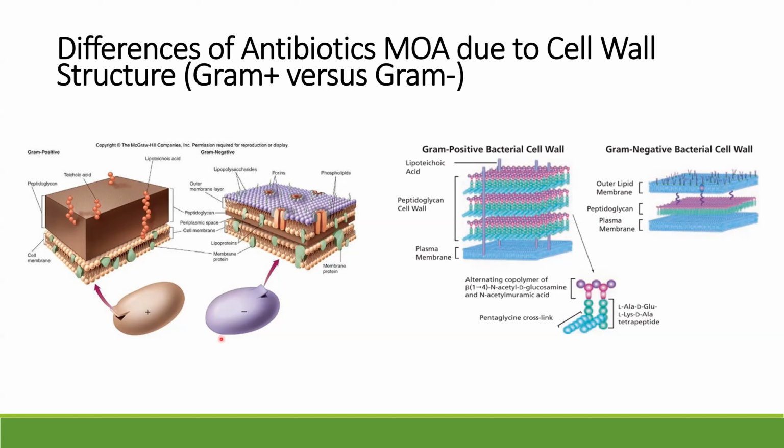So they act on 3 different steps of cell wall synthesis. So step 1, step 2, or step 3. Penicillin acts on step 3, which is the cross-linking of peptidoglycan. But essentially, these antibiotics are going to act very differently for gram-positive versus gram-negative bacteria.